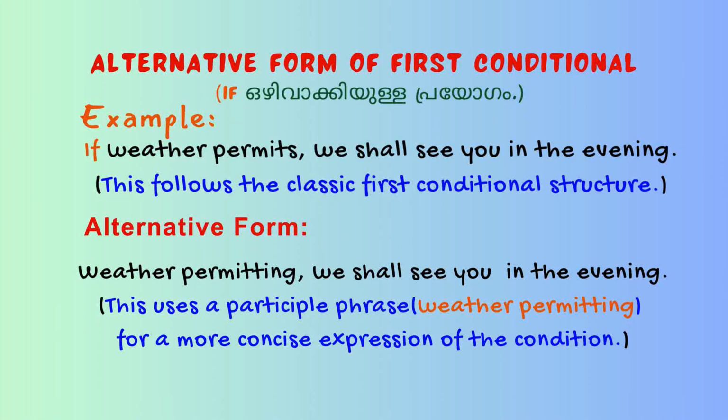Alternative form of first conditional. For example, if weather permits, we shall see you in the evening. This follows the classic first conditional structure. Alternative form: weather permitting, we shall see you in the evening. This uses a participle phrase, weather permitting, for a more concise expression of the condition.